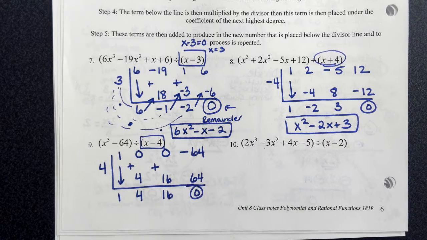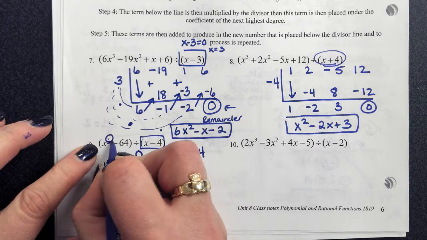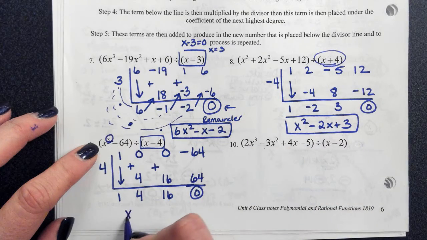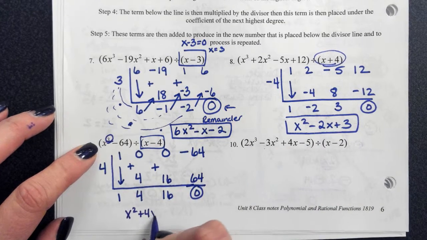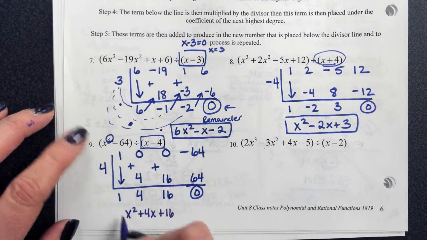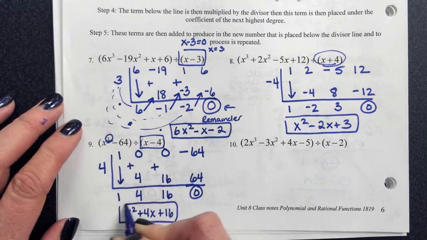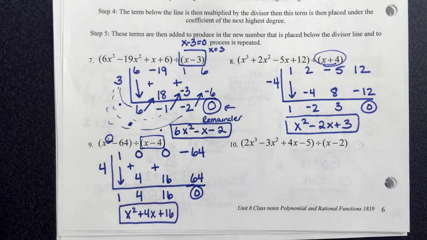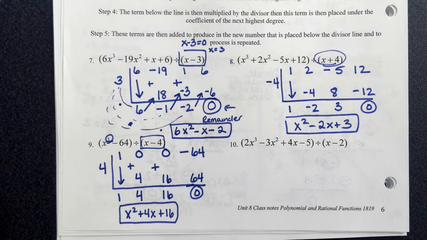So that 1, 4, 16 are the coefficients. What's the exponent for the first variable? It's going to be an x to the what power? Is it x to the third or x to the second? X to the second. We always drop it down a degree. So x squared plus 4x plus 16. Okay? Questions on 9? You guys go ahead and try number 10 for me.